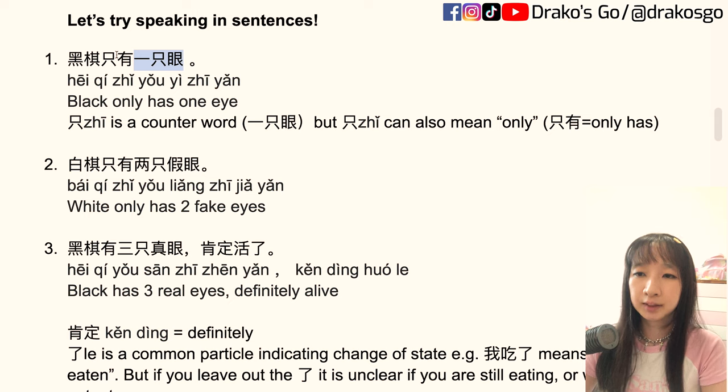And now you may notice that this is the same word, right? But in some cases, the same word can have different meanings. So just now we learned that this 只 is the counter word. But this first one is 只. So this is the third accent. You can see here 只. So 黑棋只有 means black only has. And 一只眼 is 1 eye.